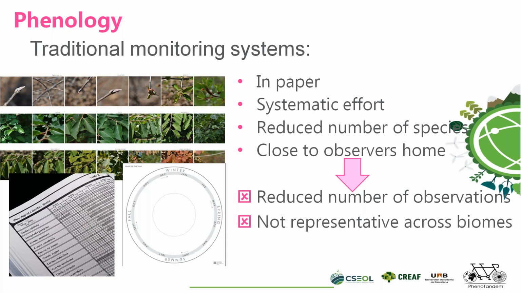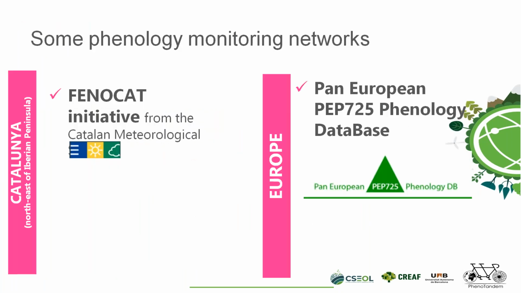What we did in phenology in the past was a traditional monitoring system, sometimes going back more than a century for a particular species, like some fruit trees and so on. This monitoring was done on paper and required a systematic and painful effort. So it covered a reduced number of species. There weren't so many observers, and they were relatively close to home. So they didn't represent the totality of the picture.